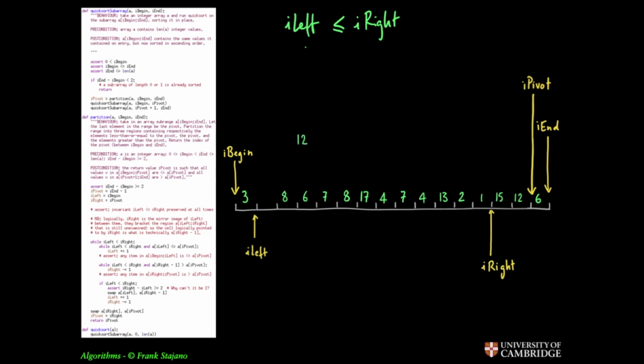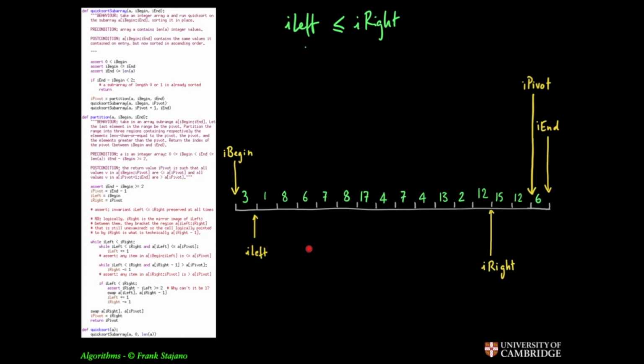I swap this value and this value, because if 1 wasn't good for the right, it must be good for the left. If 12 wasn't good for the left, it must be good for the right. And now I try again.